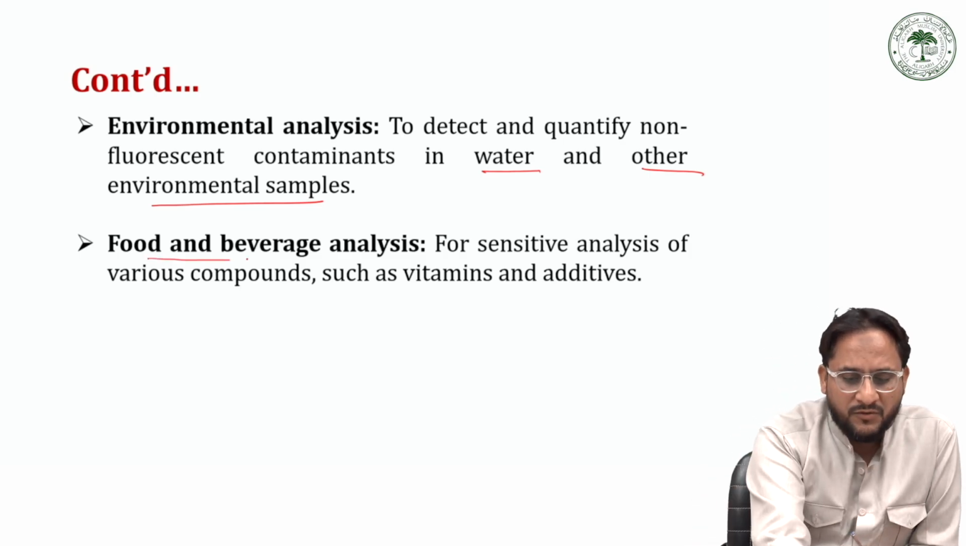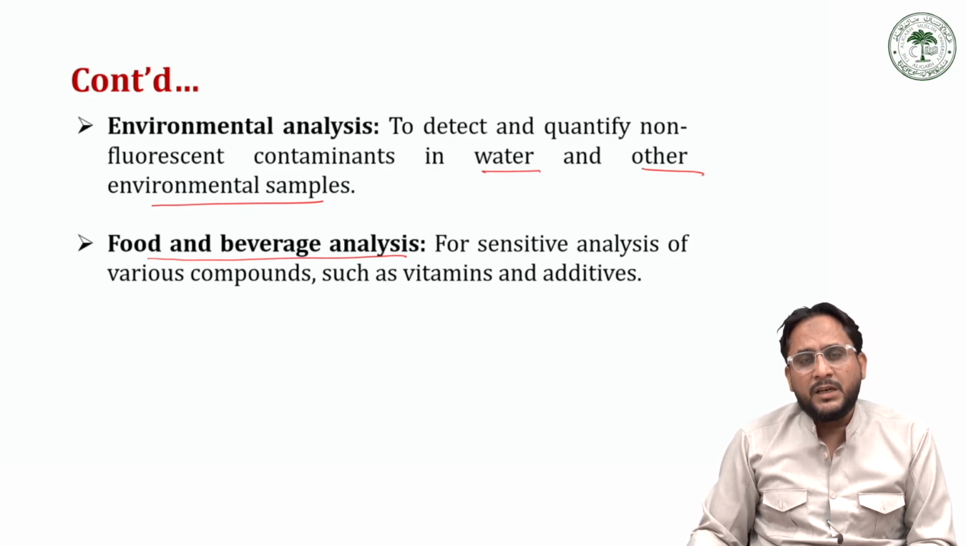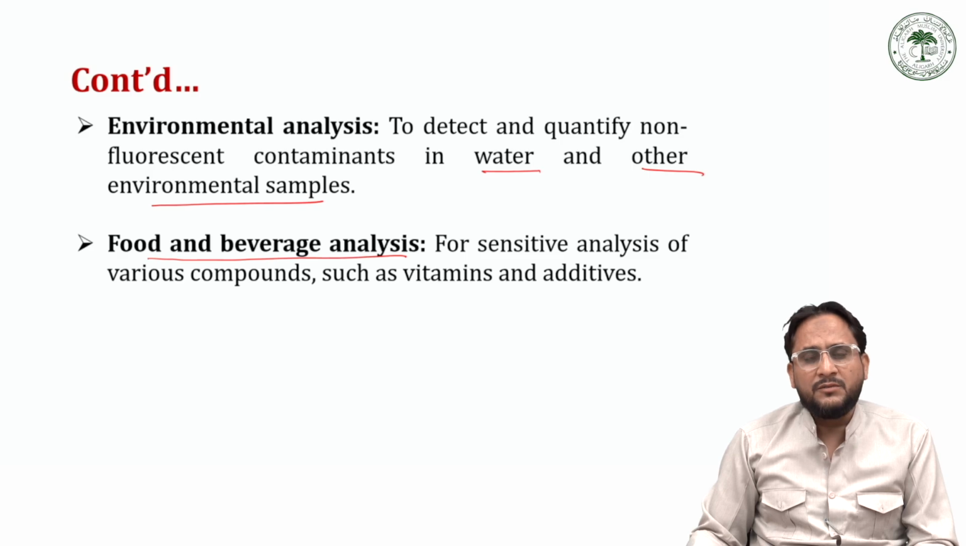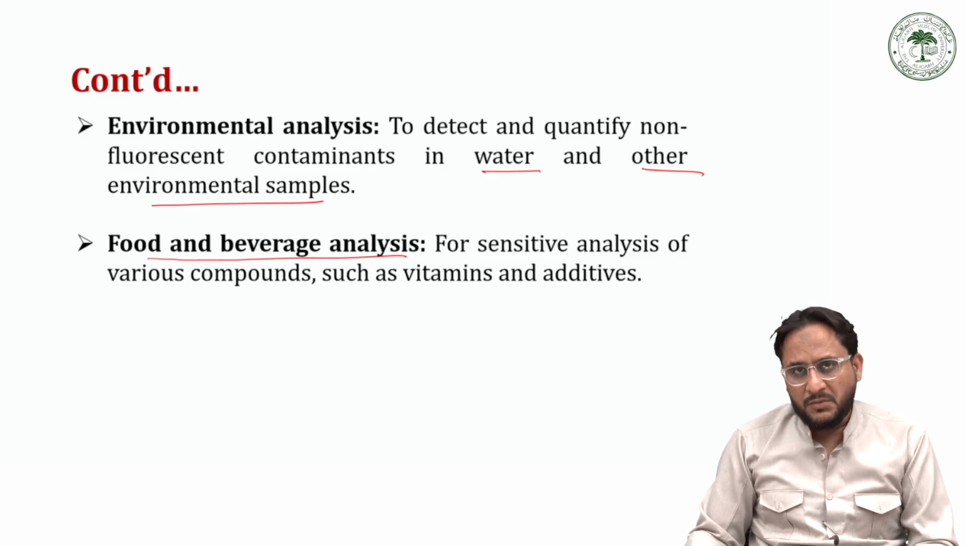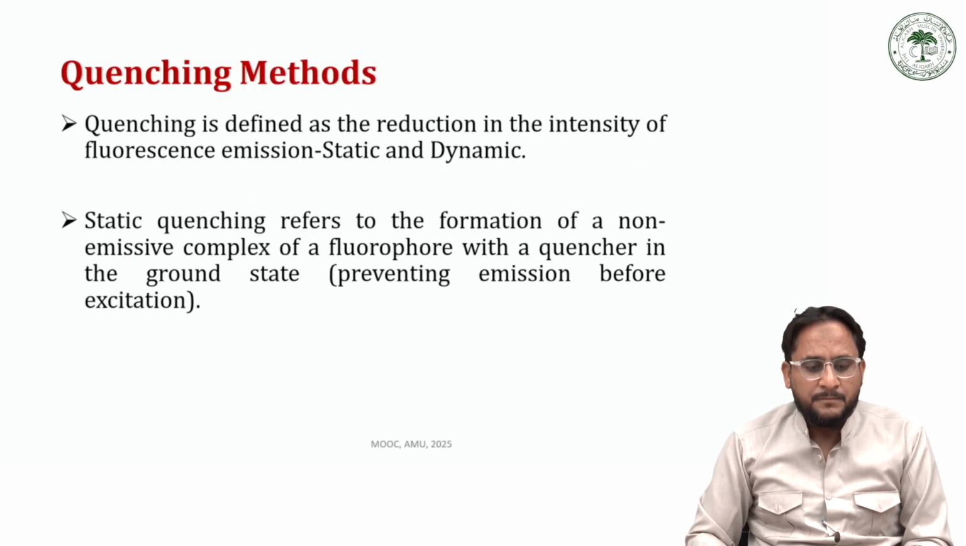Again, in food and beverage industries, for example in soft drinks and juices, we can identify the presence of pesticides, because some of them are fluorescent. Even if they are not fluorescent, we can make them fluorescent by derivatization methods, and even some heavy metals can be detected by this derivatization method.